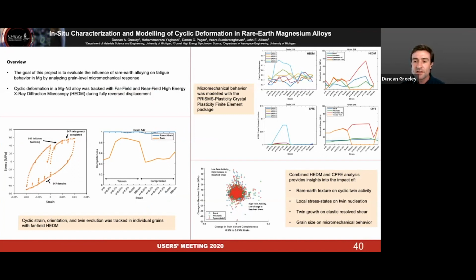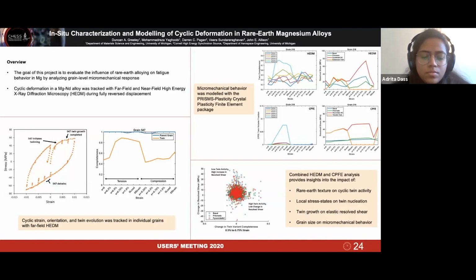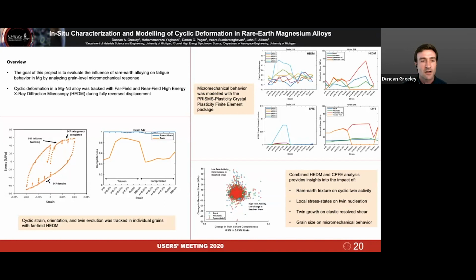Here are just a few quick highlights of what the poster will cover. The evolution of twinning, strain, and texture was captured for a single fatigue cycle with fully reversed loading. The PRISMS-Plasticity open source crystal plasticity finite element framework was then utilized to model cyclic deformation in the full three-dimensional volume as measured using near field high energy X-ray diffraction microscopy.